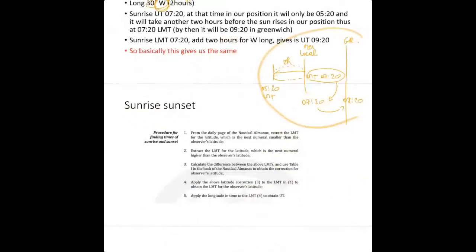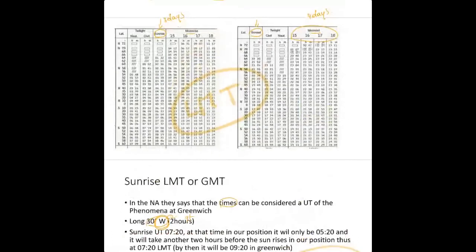Now, if we want to calculate sunrise and sunset, what should we do? From the daily page in the Nautical Almanac, we extract the LMT for the latitude which is smaller than our observer's latitude. You can see here that the sunrise is mentioned for specific latitudes. Let's say that we are at a latitude of 47 degrees. What do we do then? Then we have to interpolate between 45 and 50 degrees, so between these two values here.